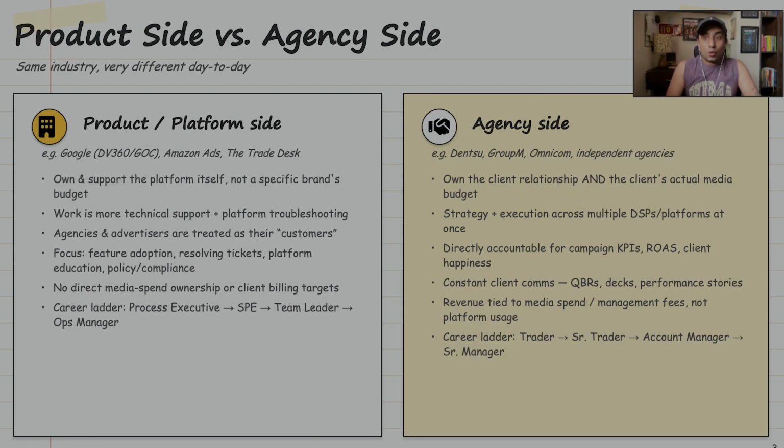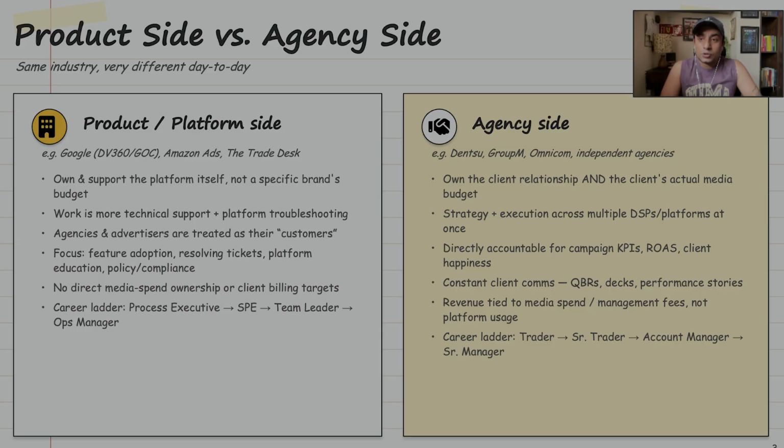The next thing we are going to talk about is how a product side company is different from the agency side. So it's the same industry, but a very different day to day work life. In a product or platform side company, like if you are being hired directly for Amazon Ads, working on Amazon DSP or the Trade Desk or DV360, like I started my journey with Google Operations Center working on the product side of DV360.